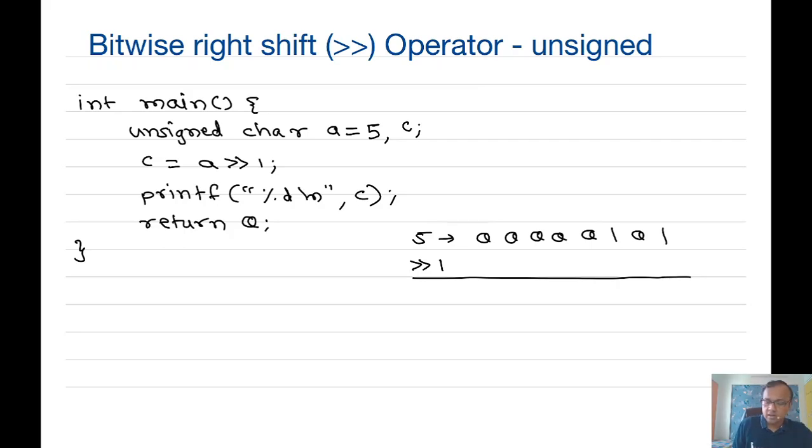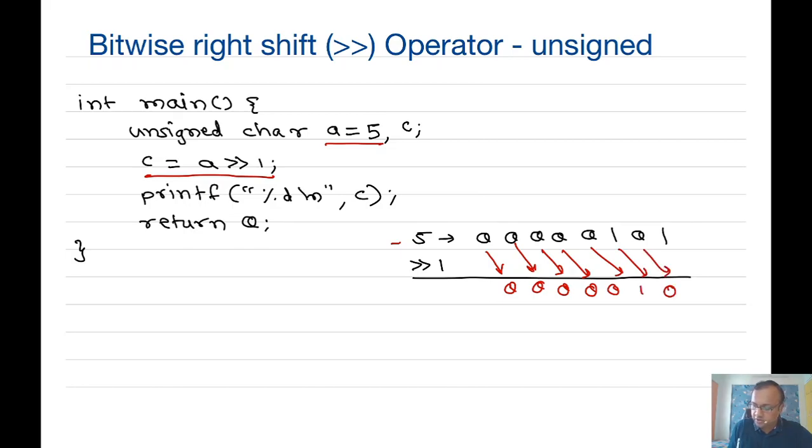I'm just considering the number 5, where 5's bit pattern is this, and applying right shift by 1 on that 5. What exactly happened? Let us take a look. When applying right shift by 1, each bit gets shifted, the 0s and the 1 and the last 0. The question is, what happens to the rightmost bit? The rightmost bit gets discarded. Please note, the rightmost bit, that is the least significant bit, gets discarded.